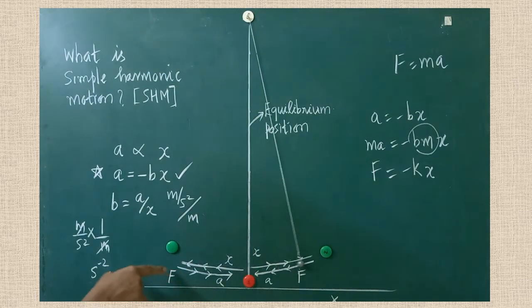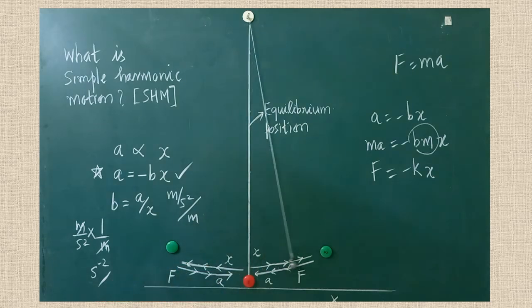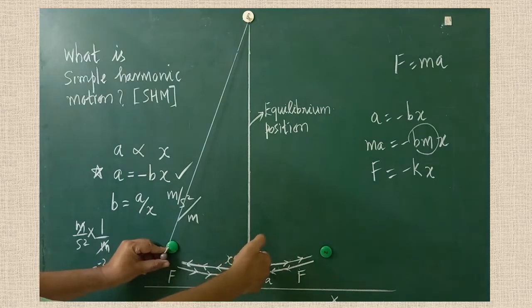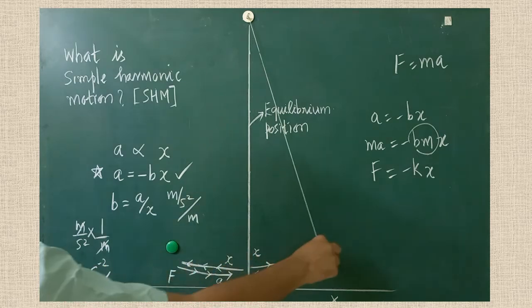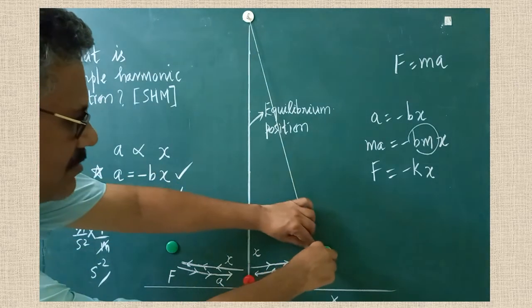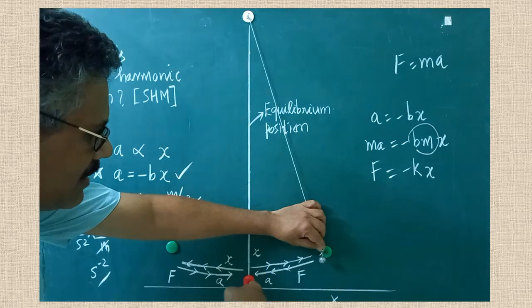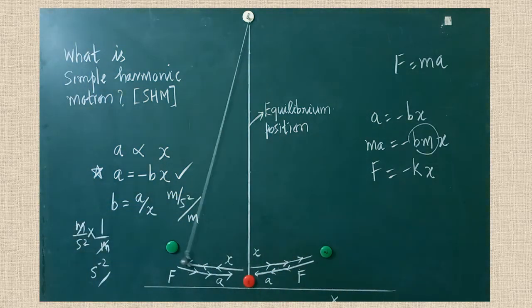Restoring force and acceleration both are acting in the same direction, that is towards the equilibrium position. When the bob is displaced in this direction, both acceleration and restoring force will be acting towards the equilibrium position. When the bob goes there, what will happen? Here, in the direction of the displacement, both acceleration and restoring force will be acting towards the equilibrium position. Are you clear? So that's why that force is called restoring force.